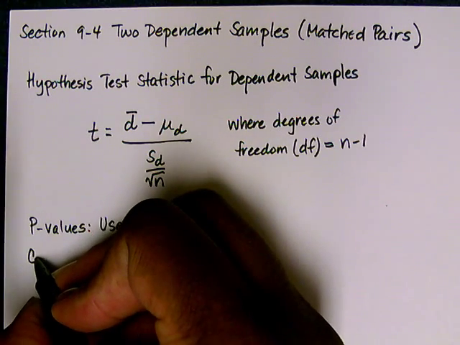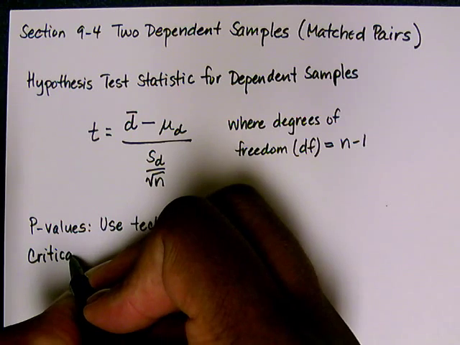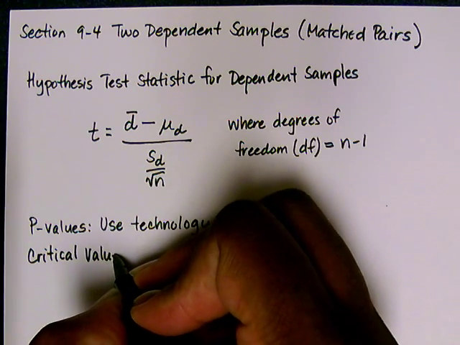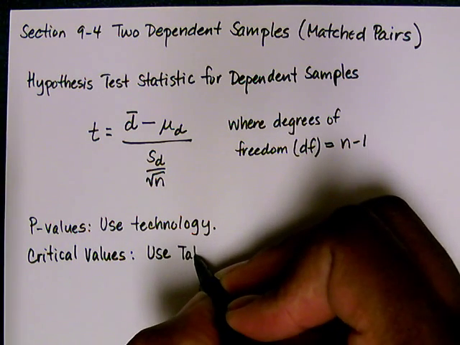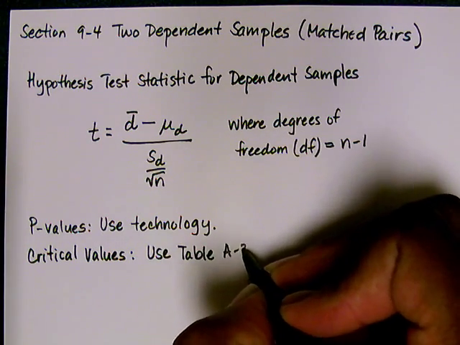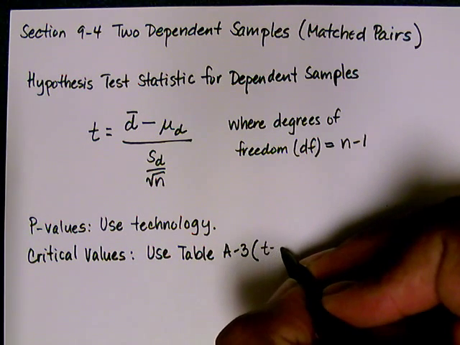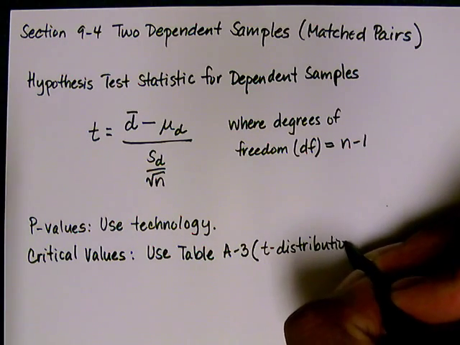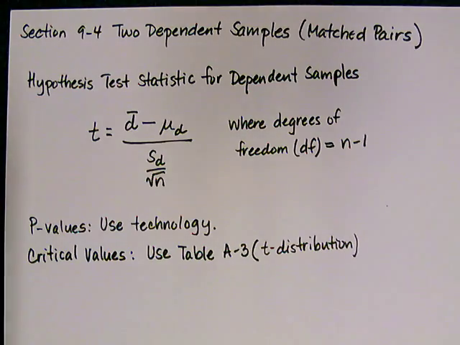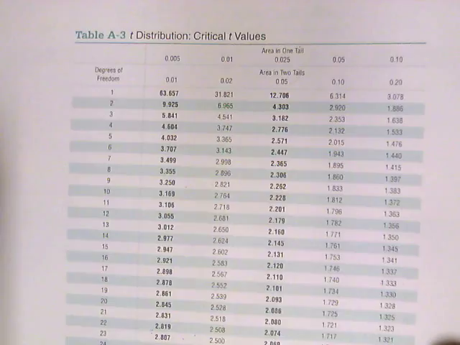Now for the critical value approach, since it is a t-test that we have, we're going to use table A-3. And in this case, that's going to be the t distribution table. I believe we used this before when we were testing a claim about a population mean where the population standard deviation was unknown. So you had to use this table right here.